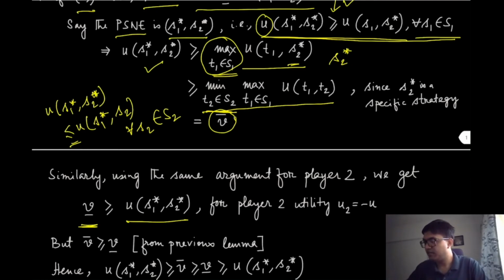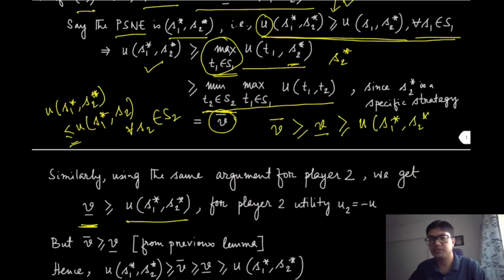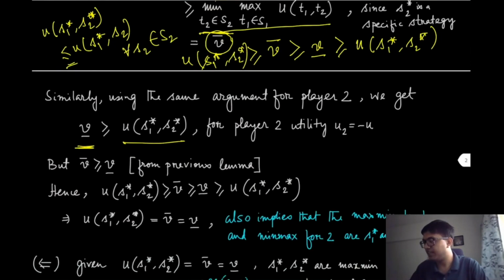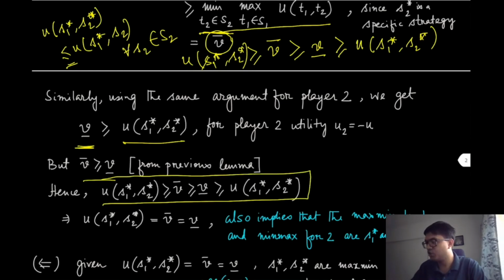So we know that V upper bar is actually at least as much as V lower bar, but here we have already shown that this is greater than or equal to the number U of S1 star S2 star, and it is also upper bounded by the same number U of S1 star comma S2 star. So these two numbers are actually sandwiched between those two things.